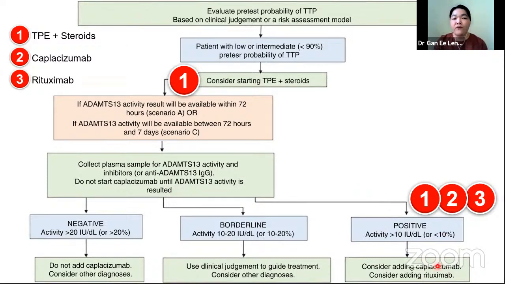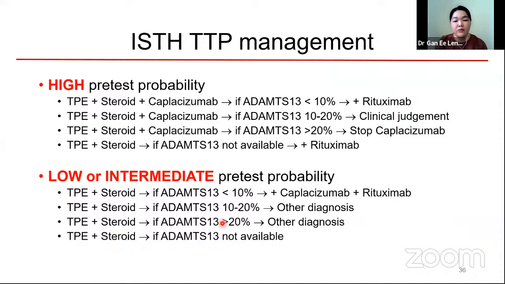Let's say we have confirmed that this is a TTP case with activity less than 10%. So we give the patient TPE, steroid, we add caplacizumab, we add rituximab. If activity is more than 20%, we consider other diagnoses. If 10 to 20%, again, we use clinical judgment and we consider other diagnoses. So these two are the algorithms from the ISTH guideline for TTP published recently. This is a summary of the ISTH TTP management.